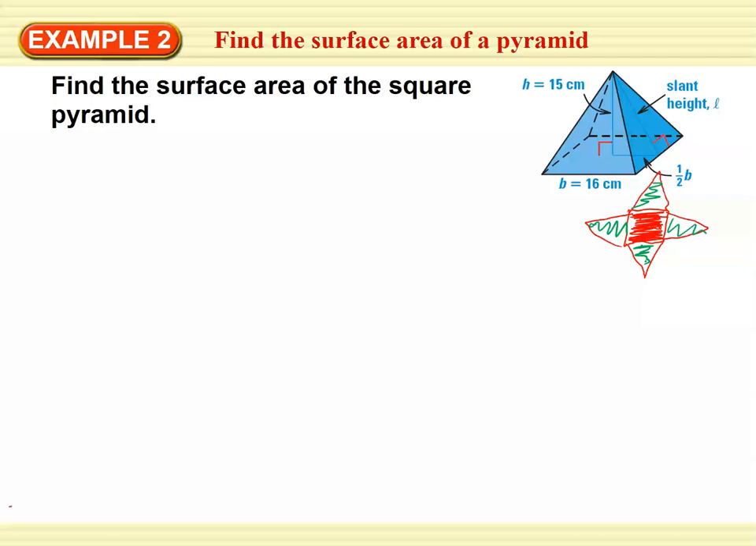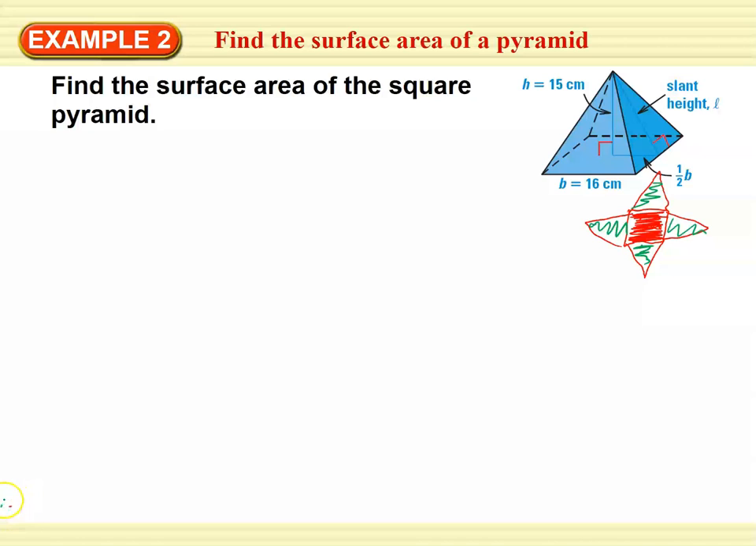Now, because this base is a square, these triangles all have to be the same size. So really what we need to do is find the area of one of those triangles and times by 4. The area of one of those triangles times 4 will tell us the area of all 4 of those triangles. And to find the area of a triangle, we have to take half of base times height.